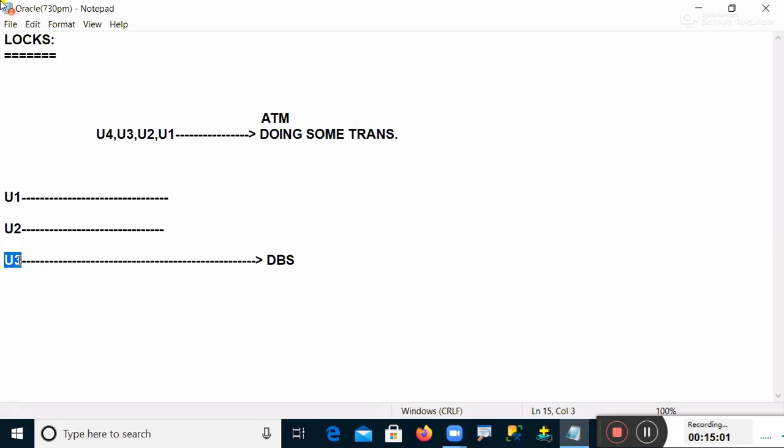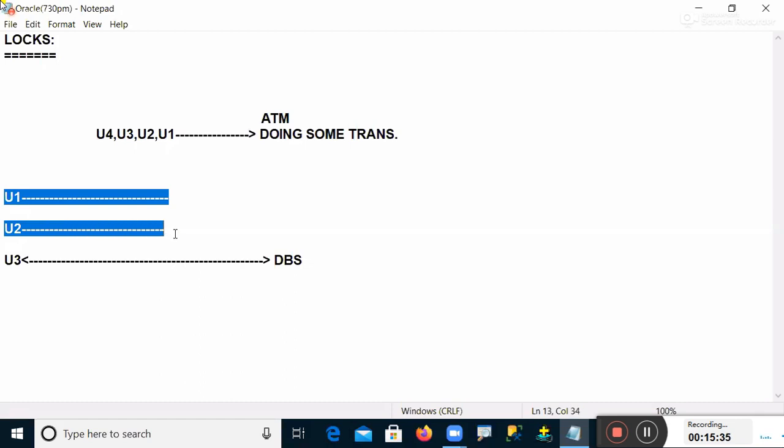Which user's request reached the server first? Unfortunately, user number 3. So whichever user's request reaches the database server first, only that user is allowed and accepted, processed, the operation is done, and it is sent back to the user. That means your user 3 transaction is completed, and only then will your server take the next user request.